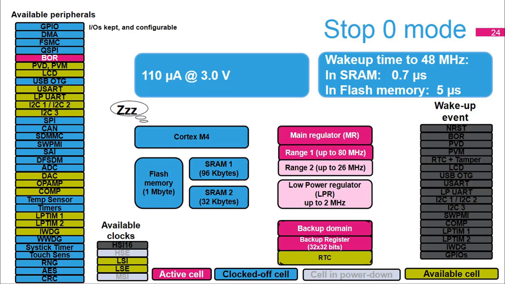The I2C and UART or LPUART can switch the HSI-16 on during the stop mode in order to recognize their wake-up condition. The stop-zero mode consumption is 110 microamps, typical at 3 volts. The wake-up time is 0.7 microseconds when the system clock at wake-up is MSI at 48 MHz and the code is executed from SRAM.